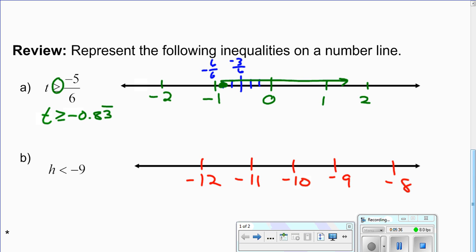Okay, so -9. The inequality does not include an equal sign. So that tells me that I have to have an open circle at -9, and h must be less, and so that means go to the left.